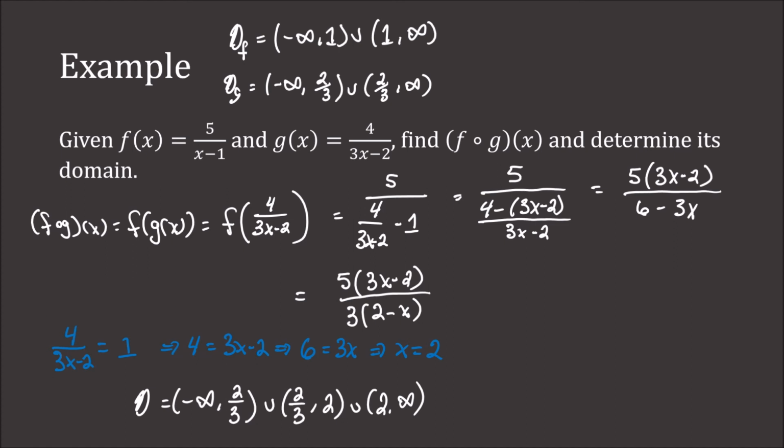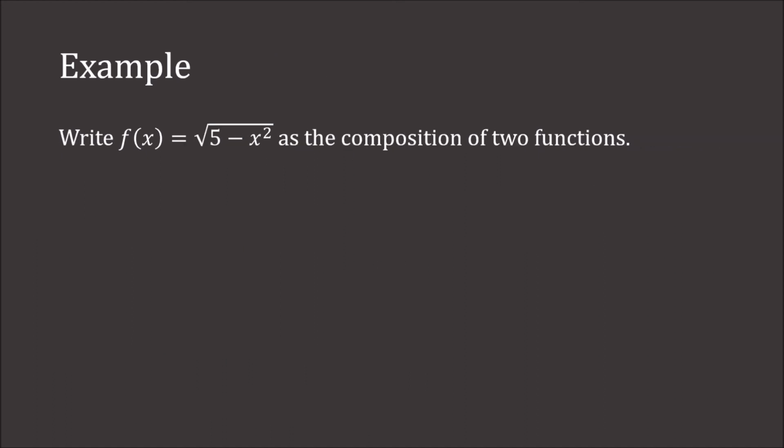So the last example for this video is basically now working in reverse. Given a function, we want to find two functions that, when you compose them together, give you f. So write f of x equals square root of 5 minus x squared as the composition of two functions. There are several answers. There are several ways you can go about doing this.